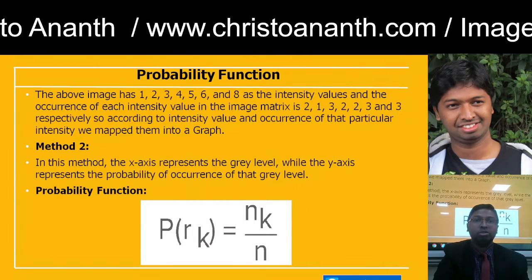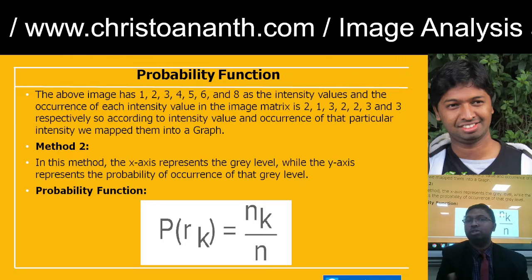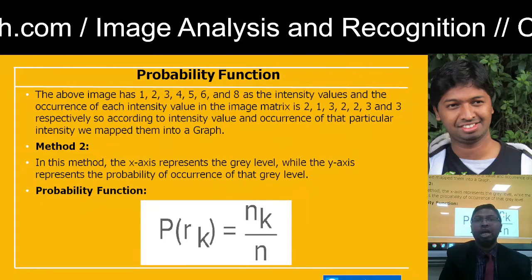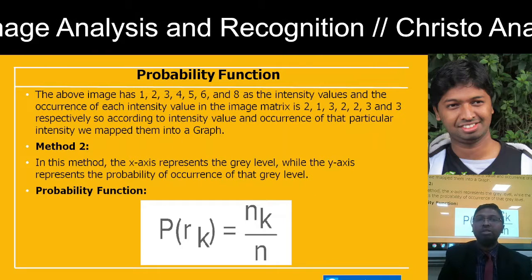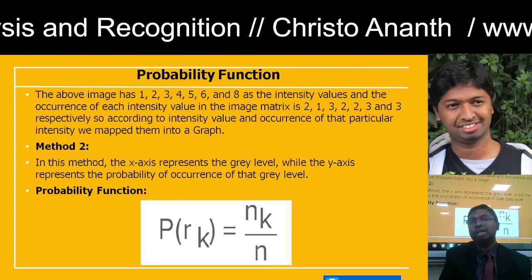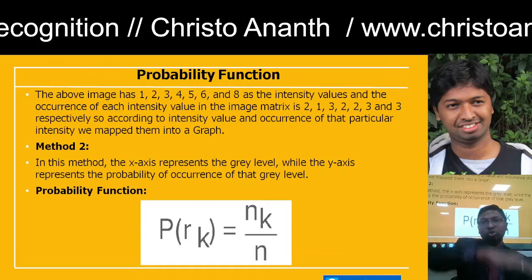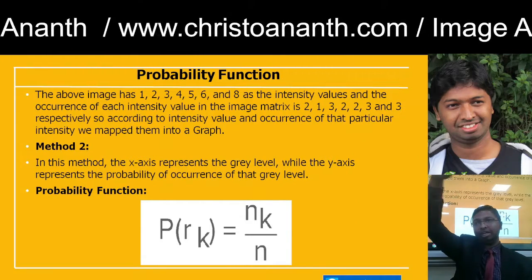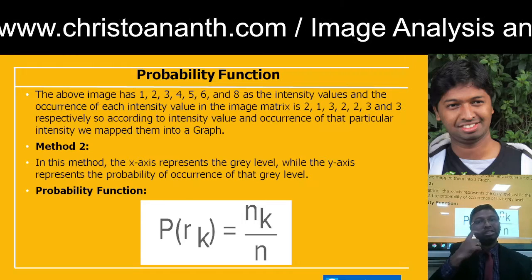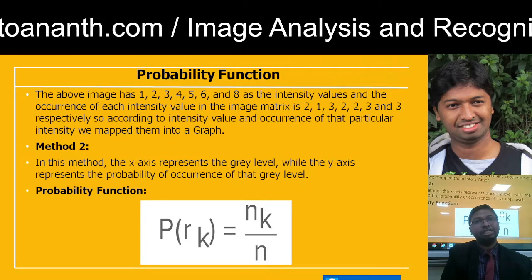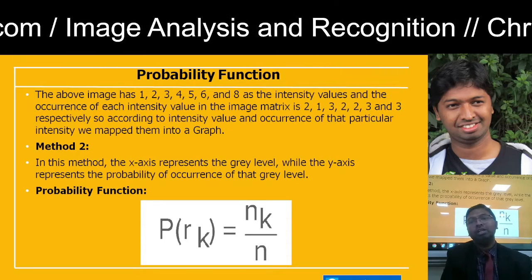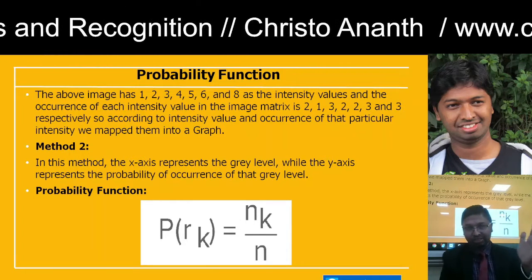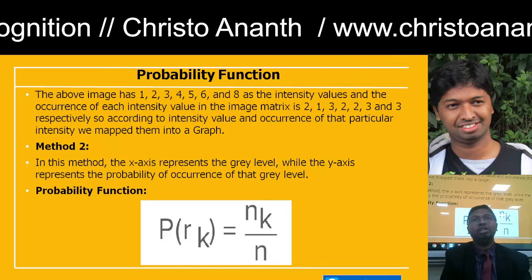You will have the intensity values 1, 2, 3, 4, 5, 6, 8, and the occurrence frequency of each intensity value in the image matrix is 2, 1, 3, 2, 2, 3, 3. That is according to the intensity value and the occurrence of the corresponding intensity. So the histogram and the intensity value, we map accordingly with a graph.